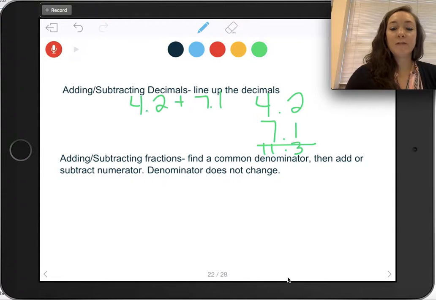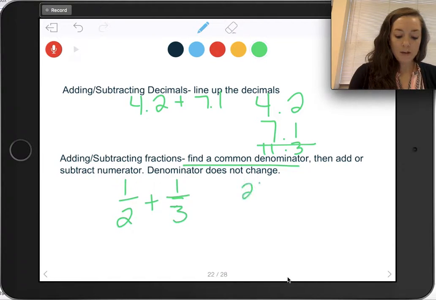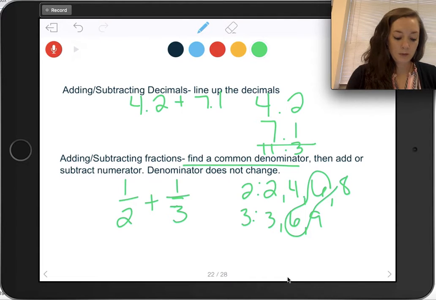Adding and subtracting fractions. Find a common denominator. So if I have 1/2 plus 1/3, I'm going to find a common denominator by finding the least common multiple. I've got 2, 4, 6, 8, and 3, 6, 9. 6 is my common multiple.